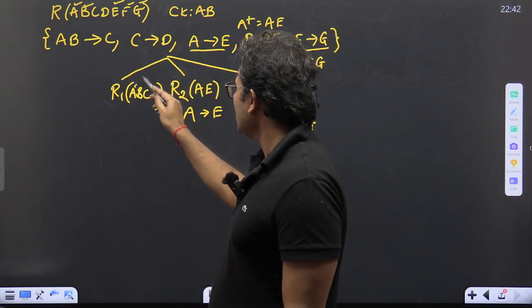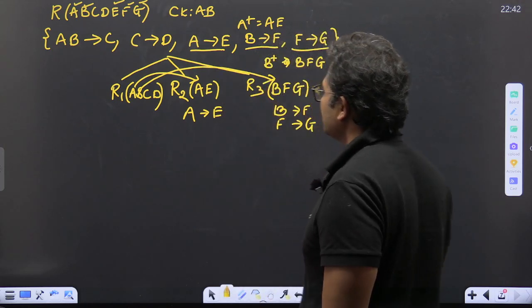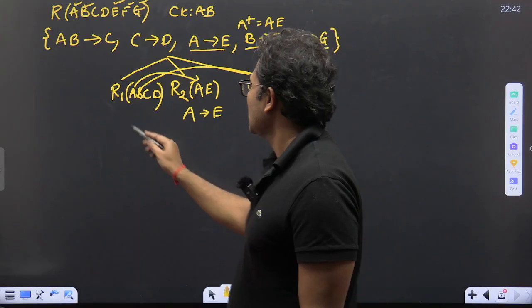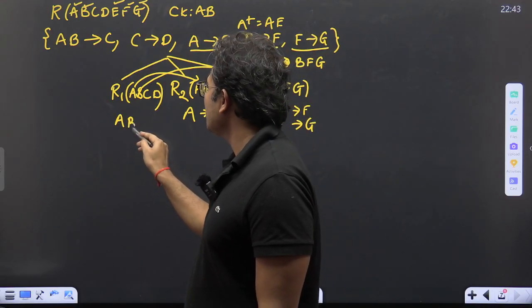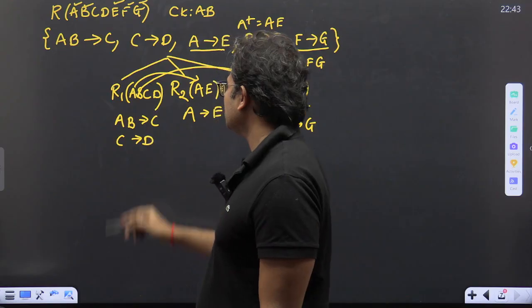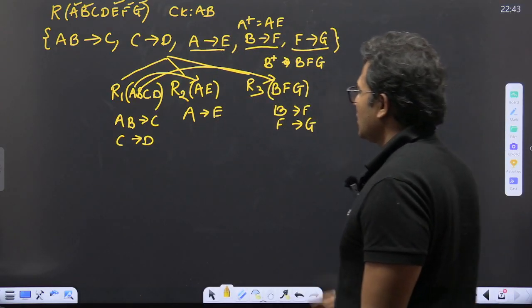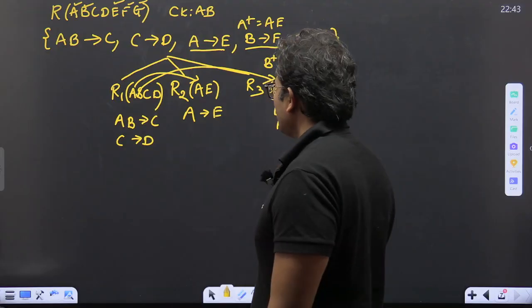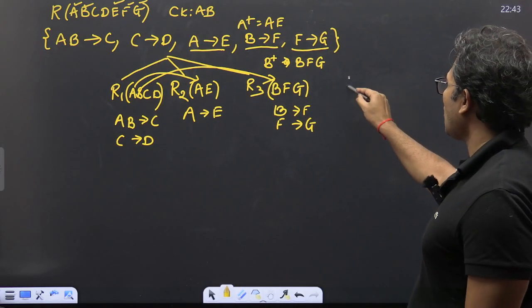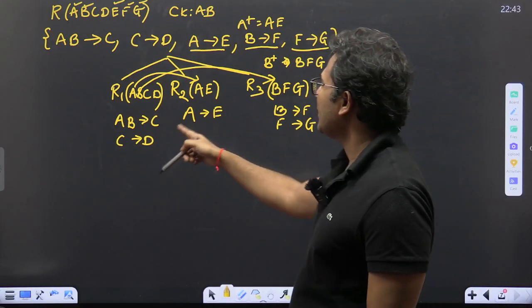A and B are the candidate keys, common attributes, right? So this A will be referring to this A, this B will be referring to this B, right? Now let's write down the functional dependencies for R1 also. So here we have AB determines C and then C determines D, right? Now if you observe this, the common attributes that we have taken are candidate keys for one of the tables. Therefore, it is lossless decomposition. And all the functional dependencies are preserved.